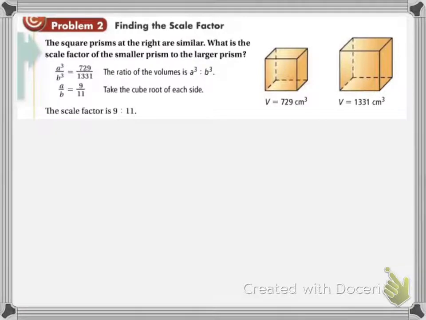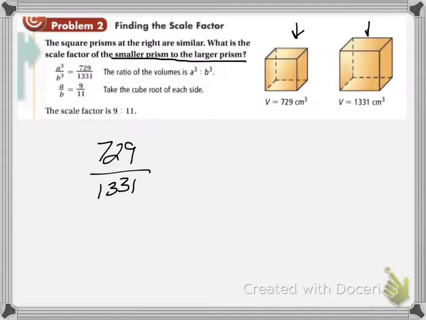In problem 2, they tell me the square prisms at the right are similar. What is the scale factor of the smaller prism to the larger prism? So again, they want smaller to larger. This is where we struggle a little bit reading instructions. So smaller to larger, well, this one's the smaller, this one's the larger. So if we go 729 over 1331. If you want larger to smaller, you would go the opposite. But that's going to equal a cubed over b cubed.